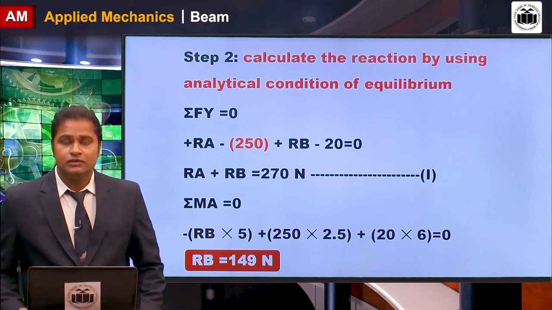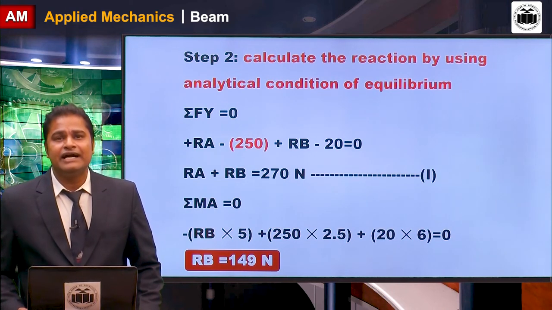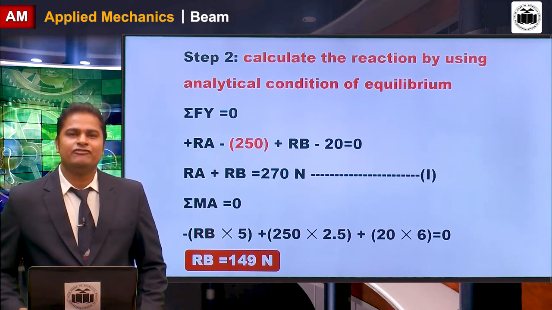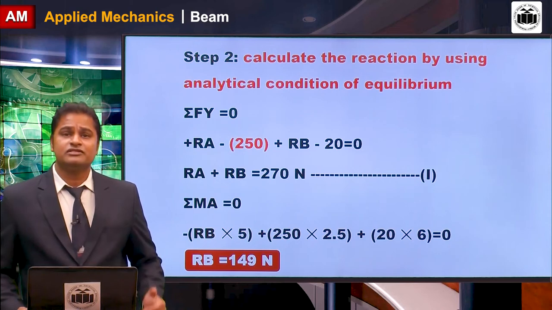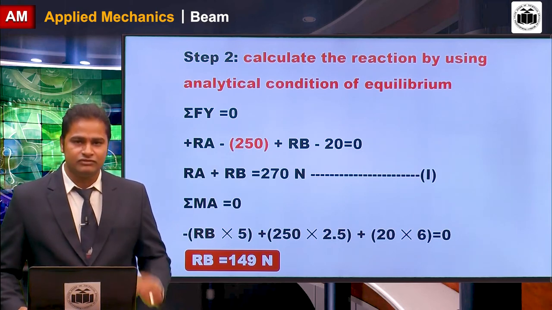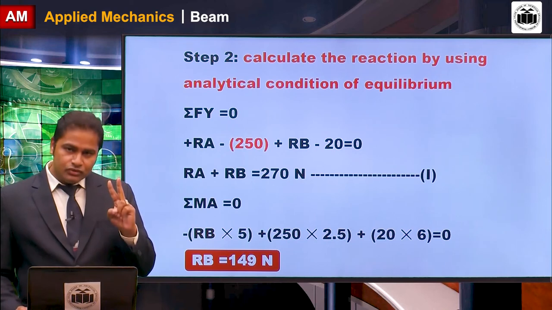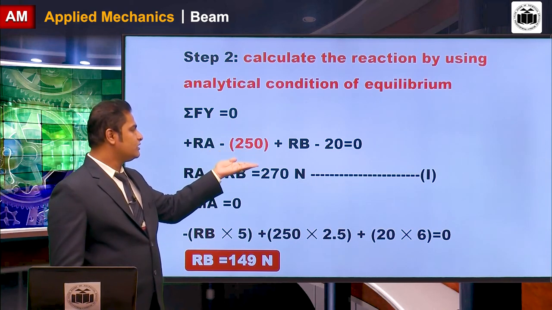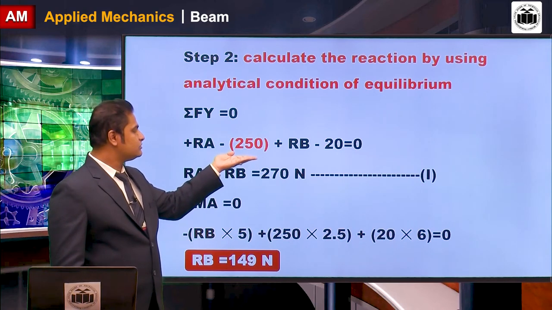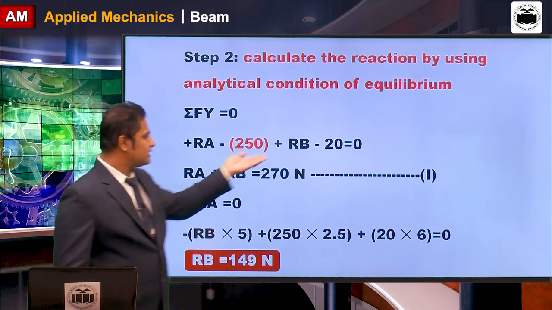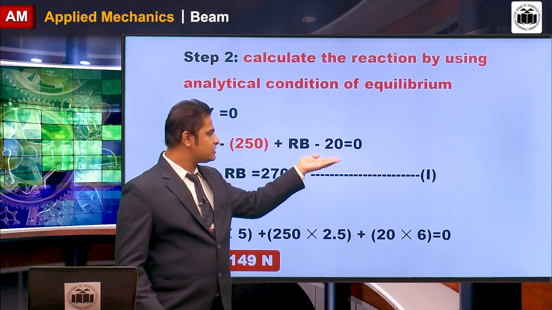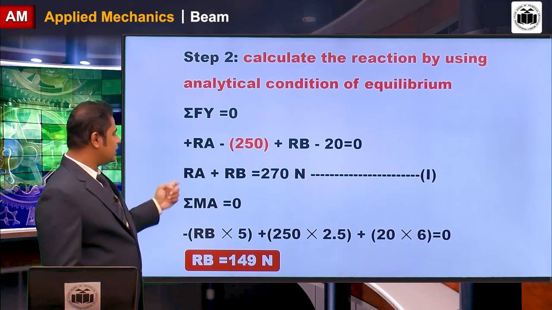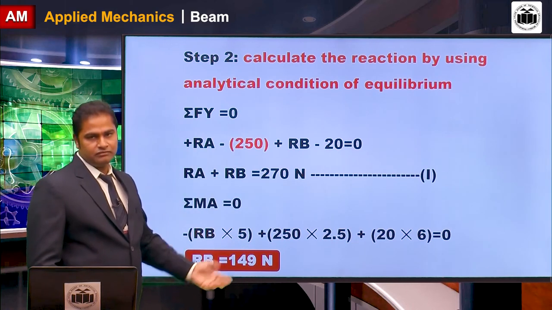Step 2. Calculate the reactions by using analytical conditions of equilibrium. Similarly, take the summation Fy equal to 0. Upward forces are positive, downward forces are negative. Here, there are two forces. One force is the point load 250, converted from the UDL, and the second point load is 20. The addition of these two forces gives Ra plus Rb equal to 270.